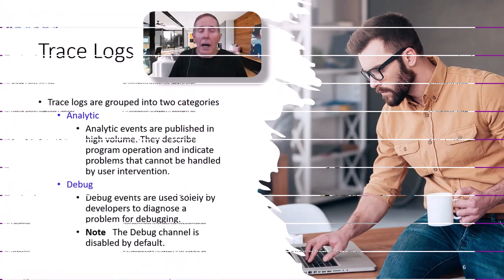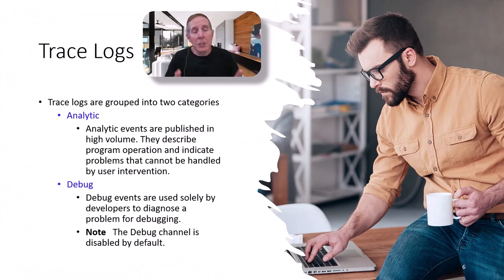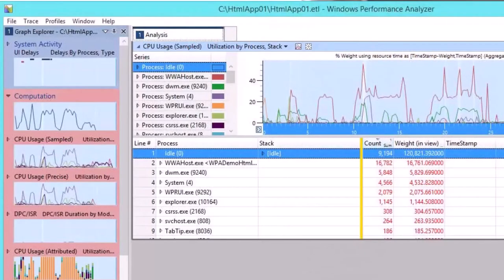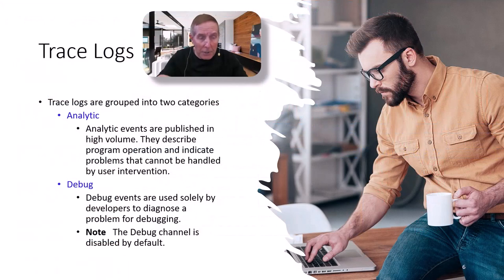I'm going to quickly wrap up our talk about trace logs because we really want to move to event logs. But there's two categories of trace logs: analytic, which are typically used for performance evaluation. So if you want to look at what is impacting your boot up or your shutdown or a particular application's performance, you're going to use analytic trace logs. There's another category called debug. Those are primarily for developers, and the debug channel is disabled by default.